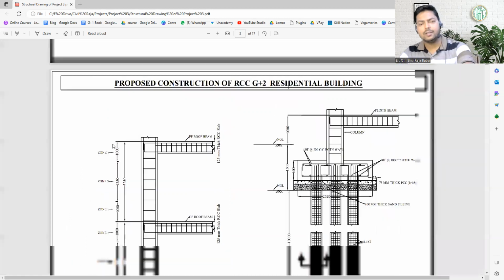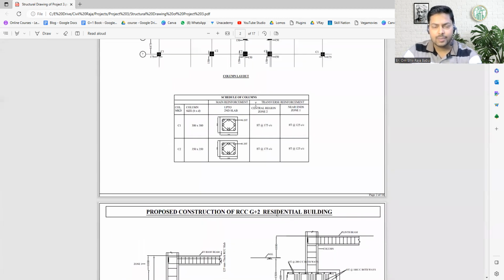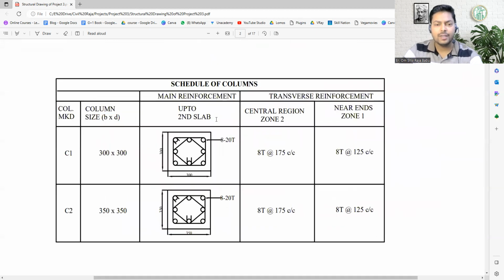Why am I saying so? Because let's see the specification over here. Here we have written, up to second slab. When we are going for multi-story buildings, they will simply change the reinforcement like this. Up to second slab, we are using the same type of column, but maybe in the seventh slab, we are using a different type of column that has a lesser cross-sectional area, or maybe the diameter of the bars is changed, or the number of bars is reduced. So there are three factors that affect the type of the column. So that is also a possibility.